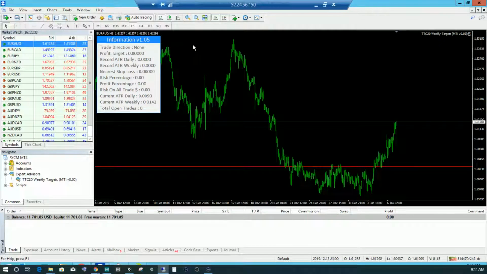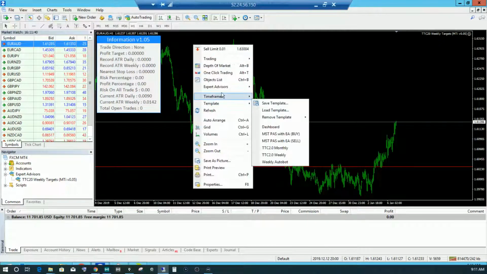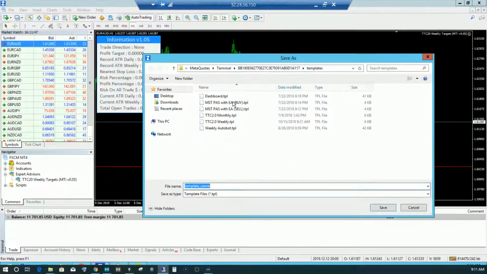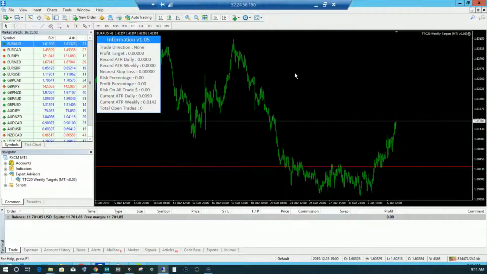It's active right now. So what I'm going to do is save this template. I'm going to save it as my weekly setup right here. So, save template. This is going to be my weekly setup right here. And I am good to go.